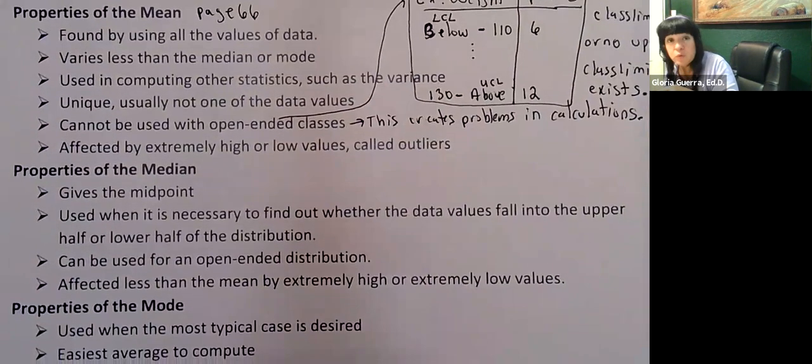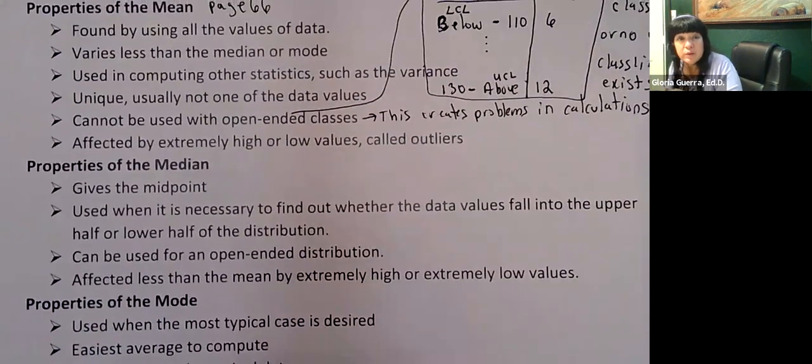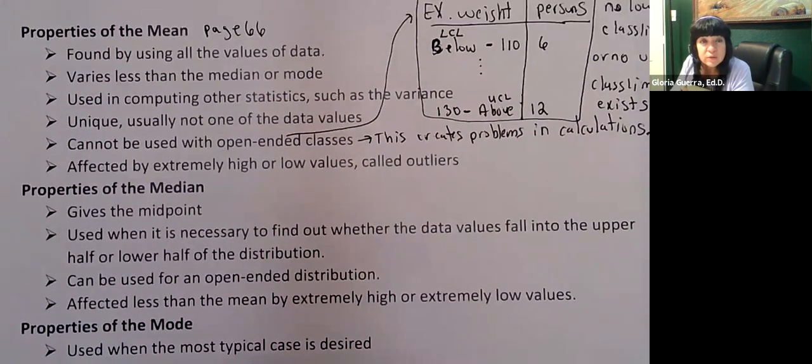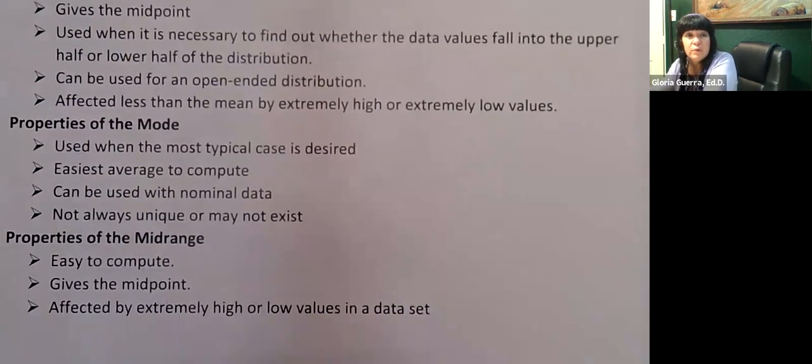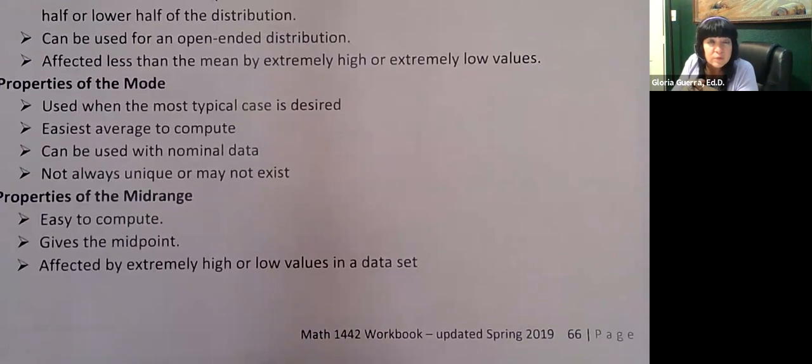Okay, then we have the median gives the midpoint. It's used when it is necessary to find out whether the data values fall into the upper half or the lower half. That's the median. Reading the median again, sorry. Mode, here we go. Used when the most typical case is desired. Easiest average to compute, can be used with nominal data, not always unique or may not exist. Okay, properties of mode.